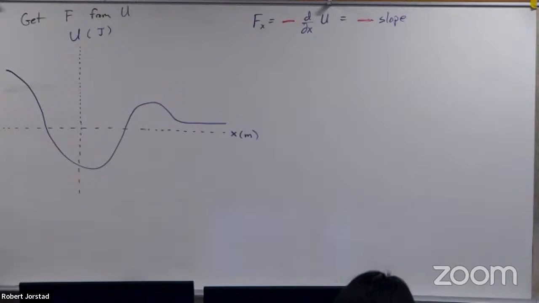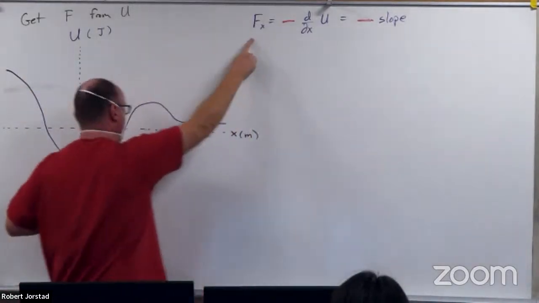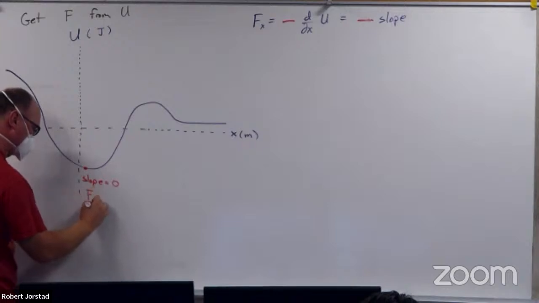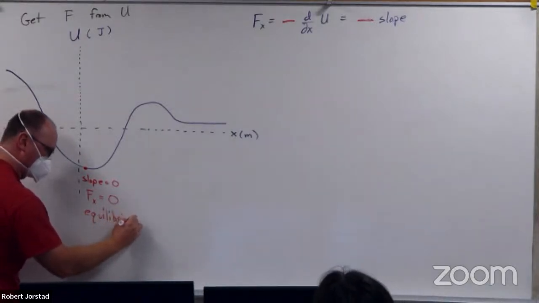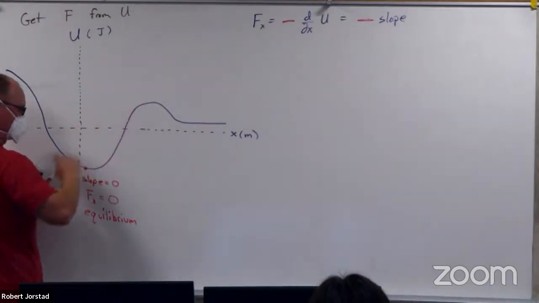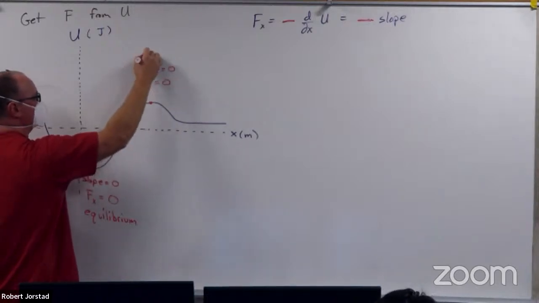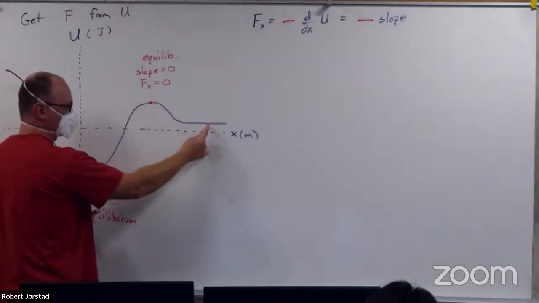So let's kind of go through this here. Where is the force equal to 0? I'm going to run my finger. Tell me, say the word stop when I get to a spot where the force is 0. Do you agree? 0 slope, 0 force. If the force is 0, it's equilibrium. Do you agree? There's another one. What about over here?